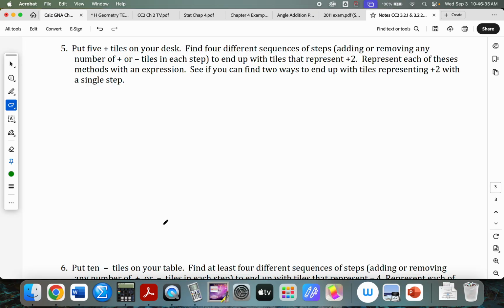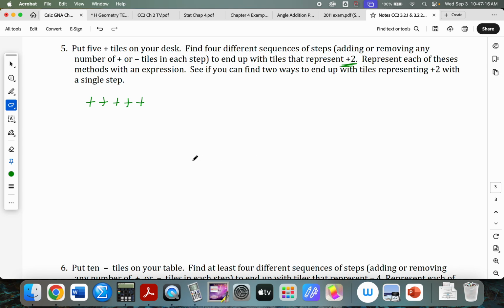All right. So we're not actually going to do the tiles. We're going to just do this by drawing. Okay? So we're going to start with 5 plus tiles. So I want you to find 4 different ways that you could end up with positive 2.